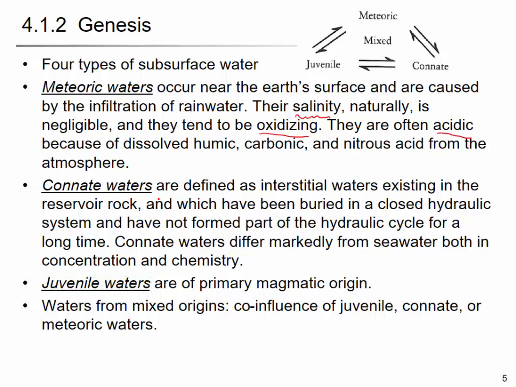And the juvenile waters are from magmatic origin. So it's a very deep region, and it is formed from the heat and the pressure by the magma. And of course, you also have the mixed origin. In some regions you have connate water and surface water and meteoric water mixed up, and in some regions you have connate water and juvenile water mixed up.